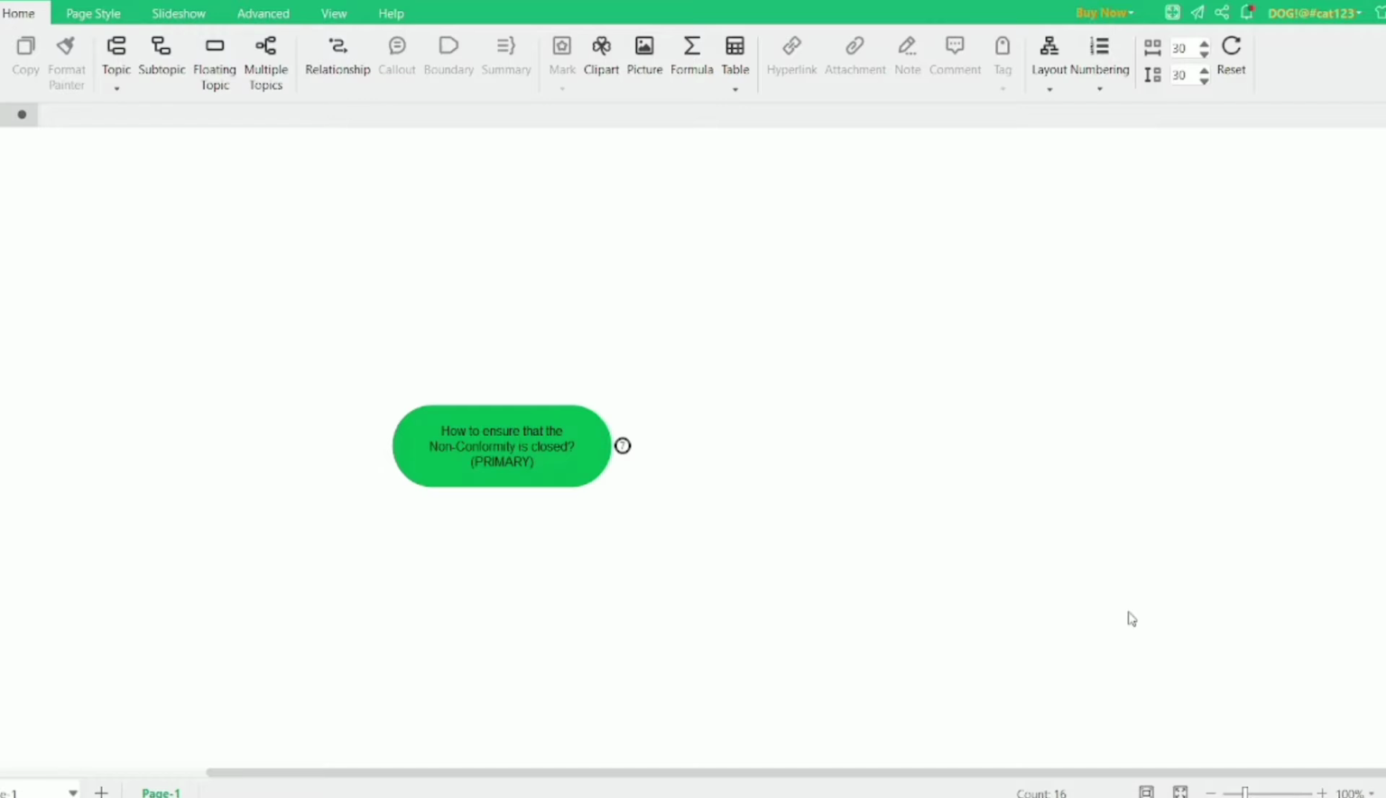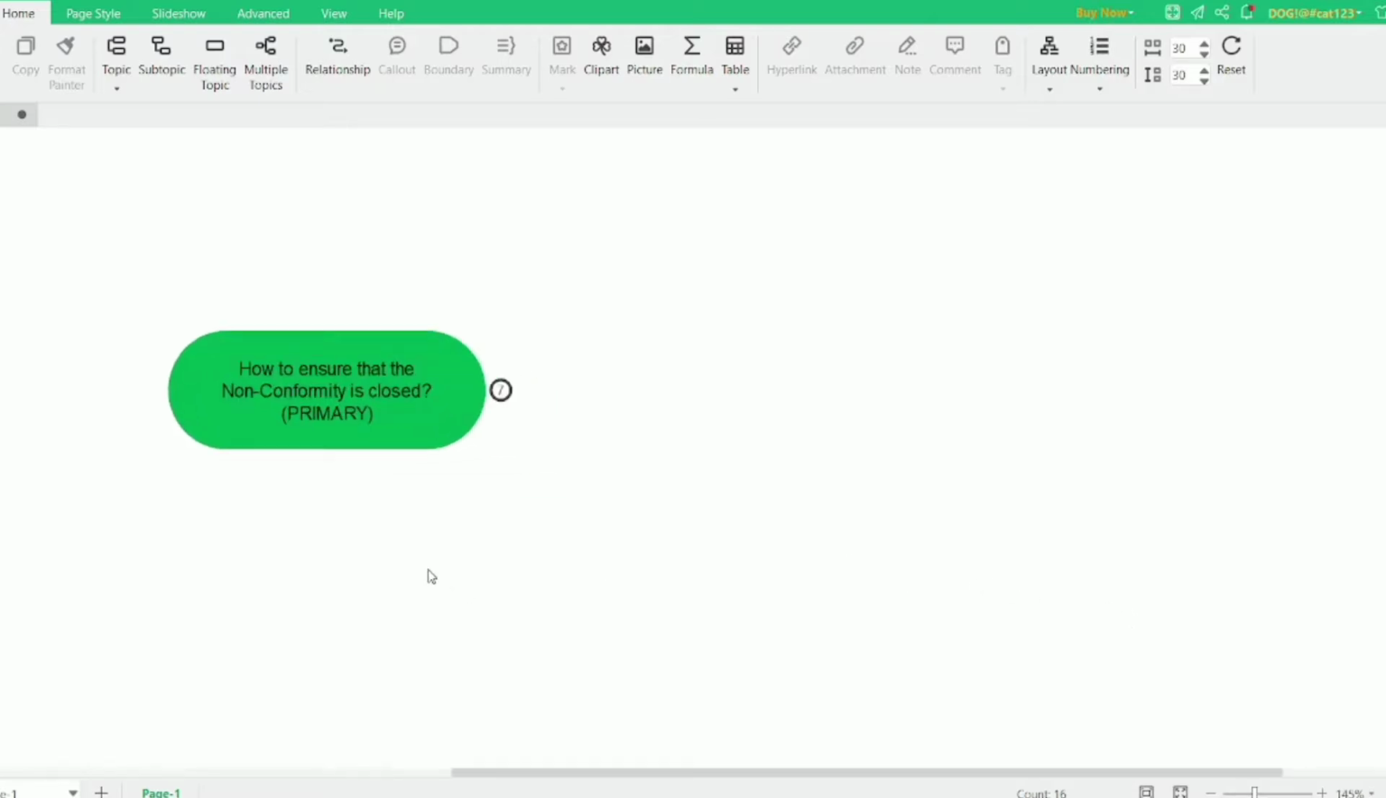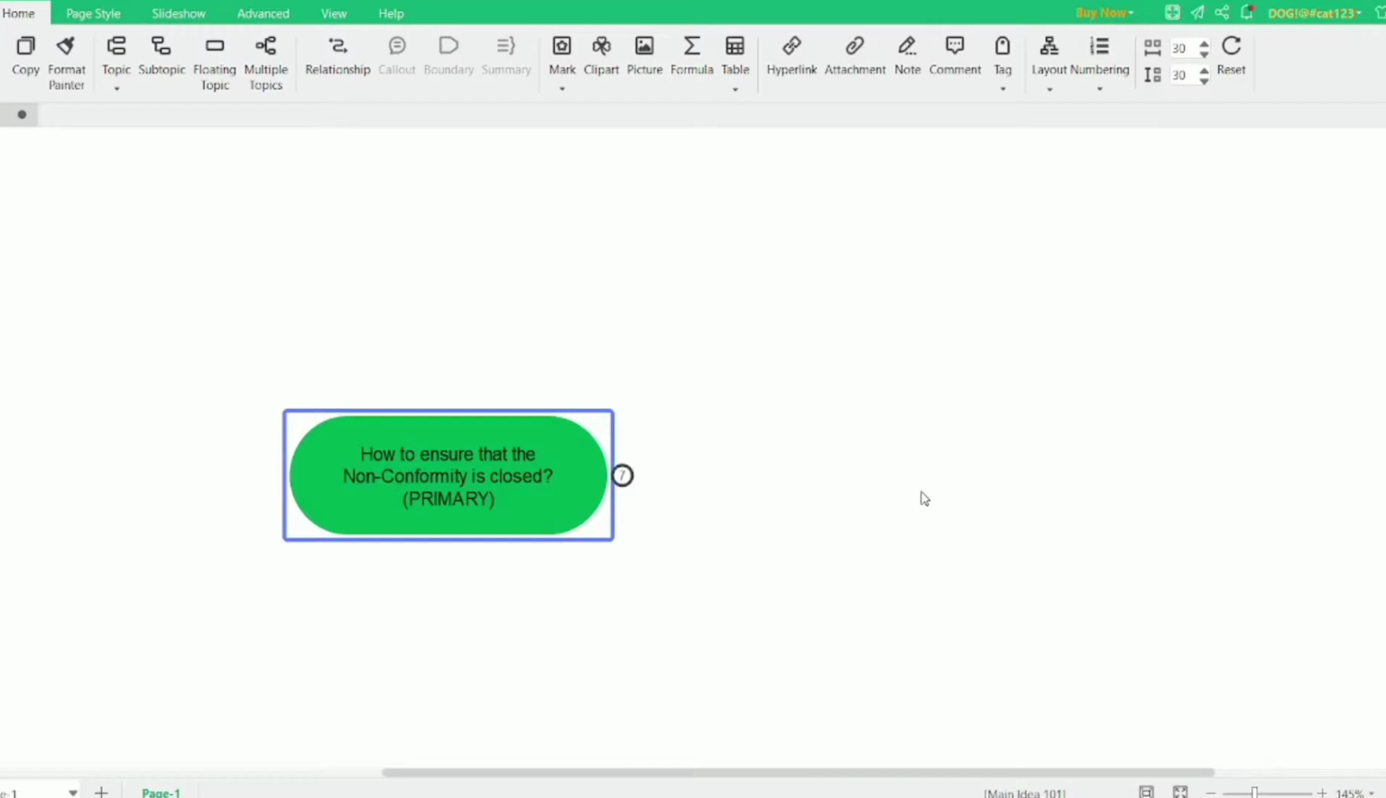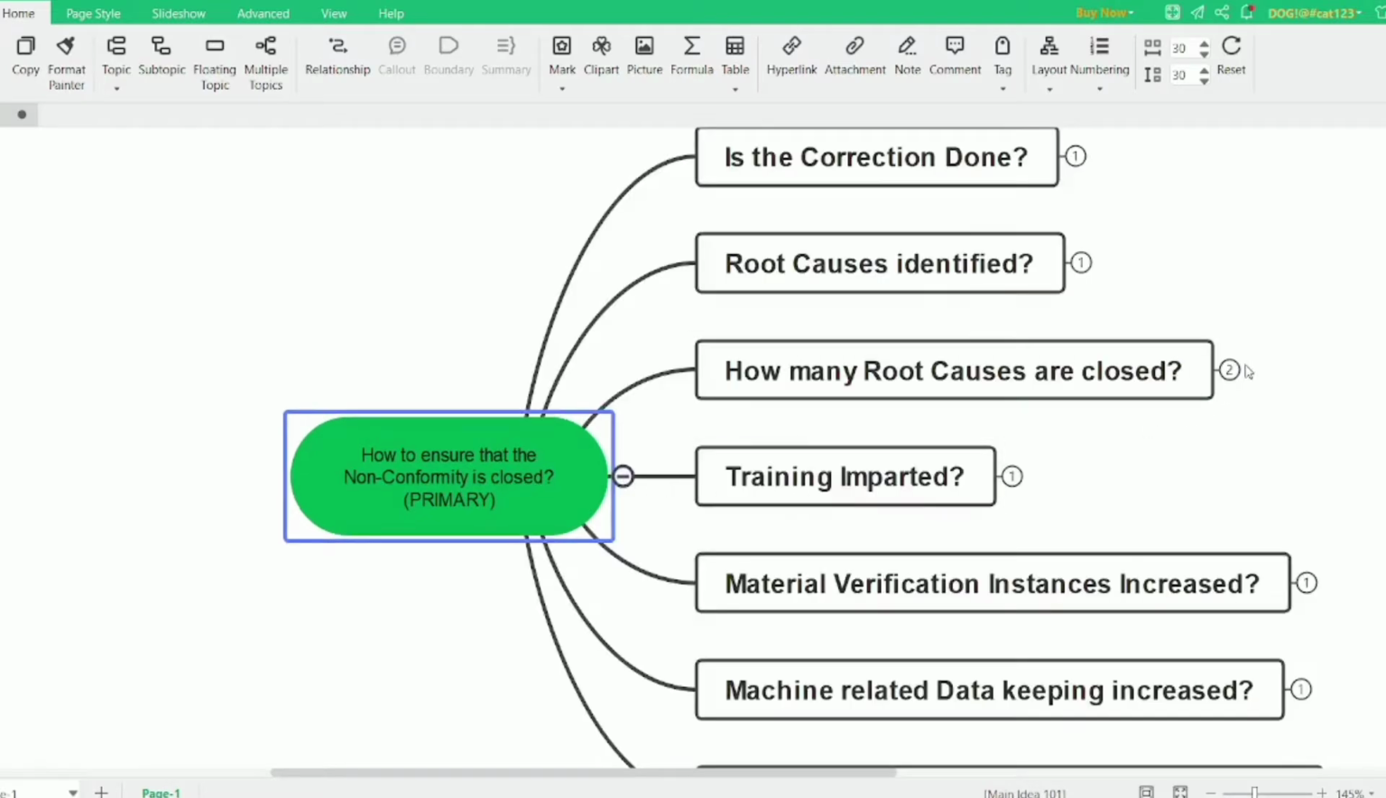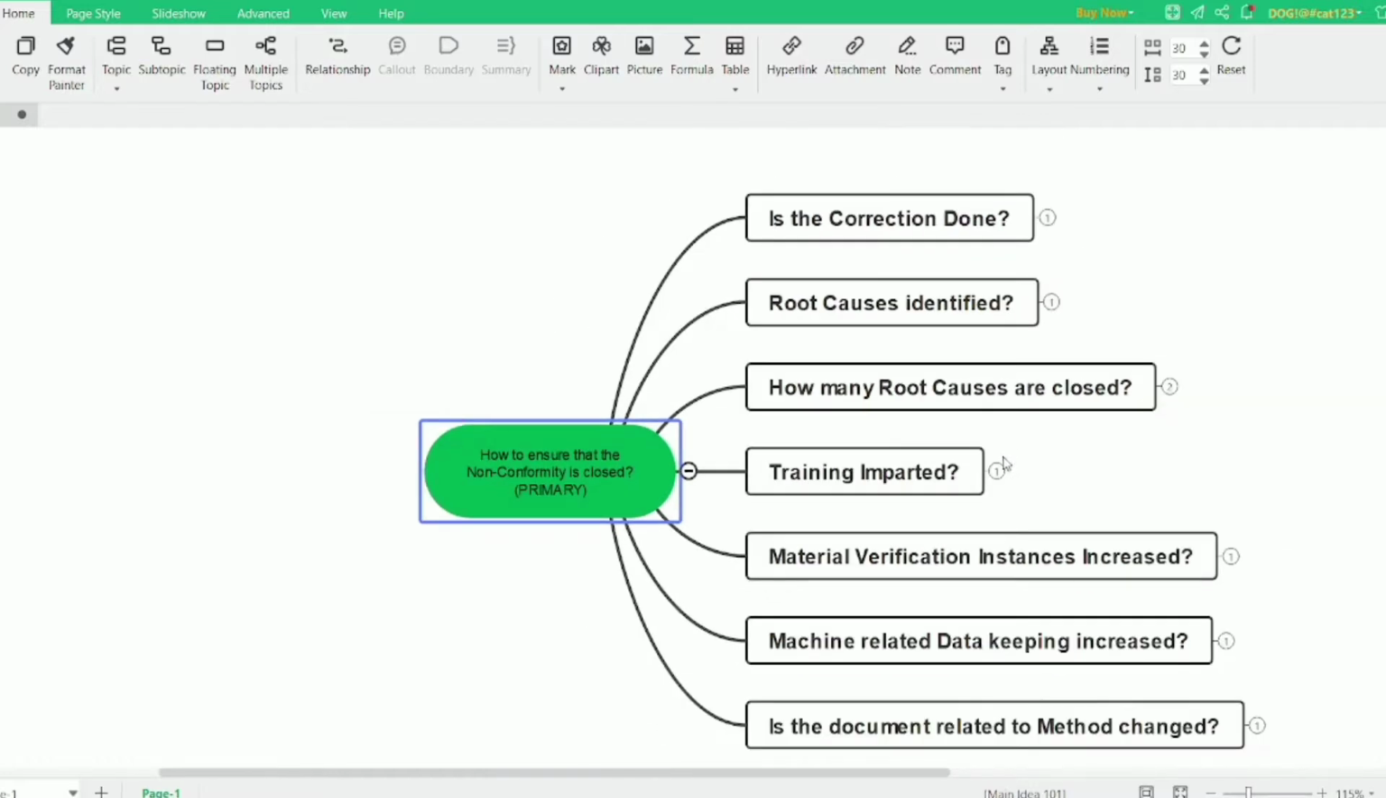This is the mind map on understanding how to ensure that the non-conformity is closed. Let me increase this and bring it here. So here it is written how to ensure that the non-conformity is closed, which has a primary level and a secondary level which is defined further. So let's first understand the primary level. As a management, which points would you touch base upon when you want to ensure that a non-conformity is being closed? So these are all the points. Let me now reduce it.